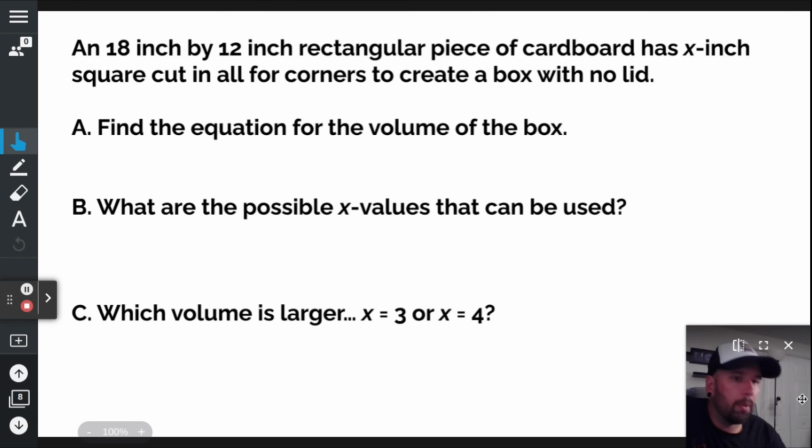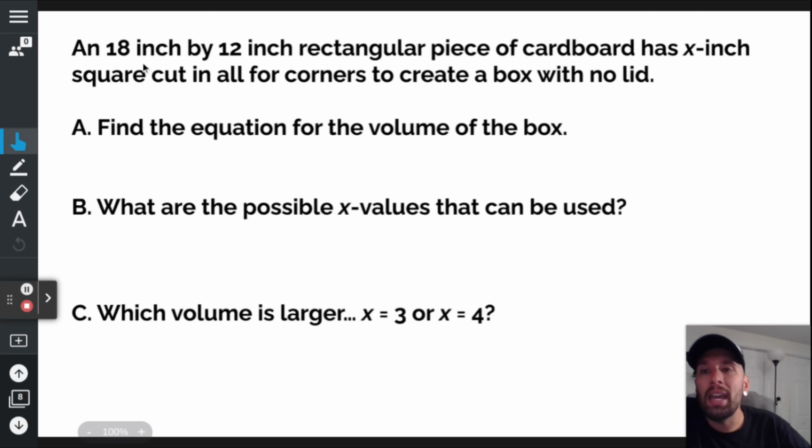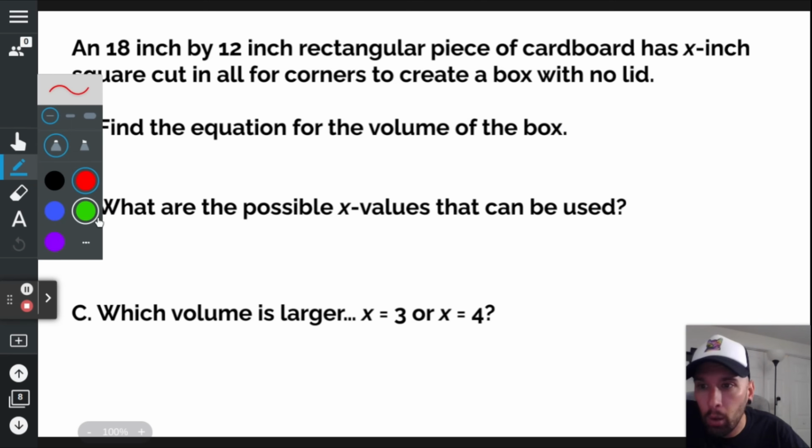Maybe it's the next one. This is from section 11 or section 12, where we'll start to do some word problem-y modeling. This is a very calculus-like problem. I taught calculus for years, and I give this exact same problem every single time. An 18-inch by 12-inch regular piece of cardboard paper has X-inch square cuts in all corners to create a box with no lid. Let's draw that out.